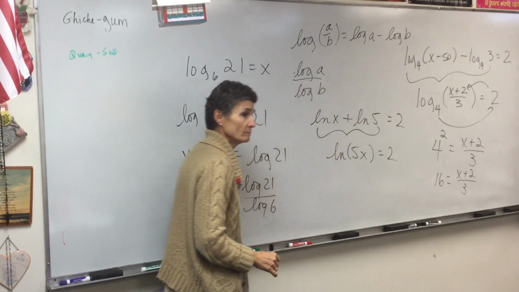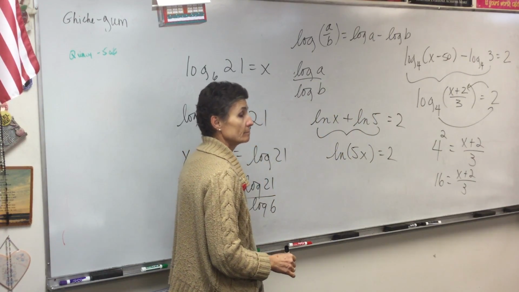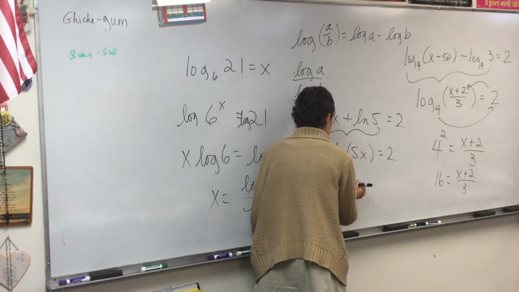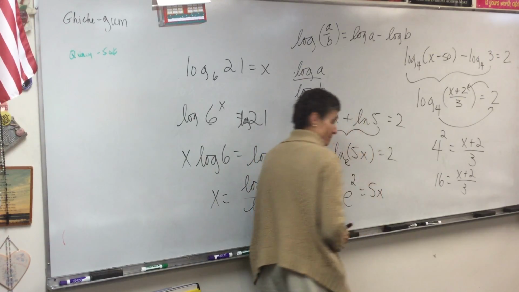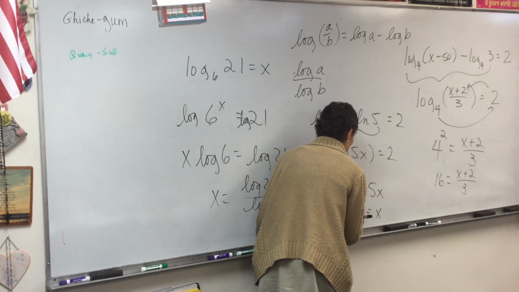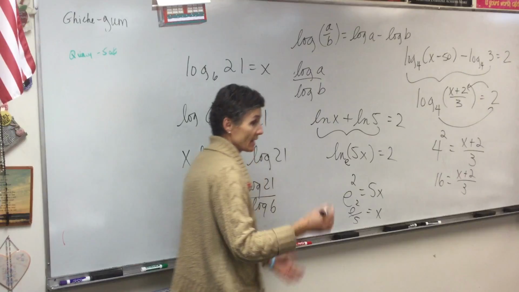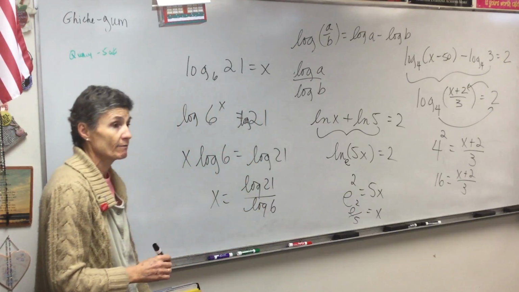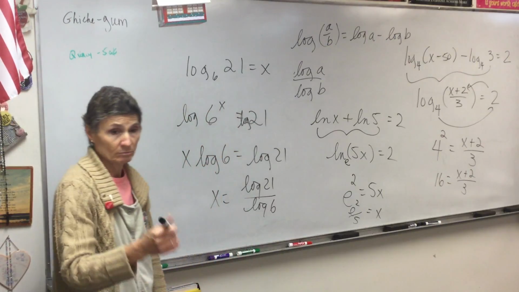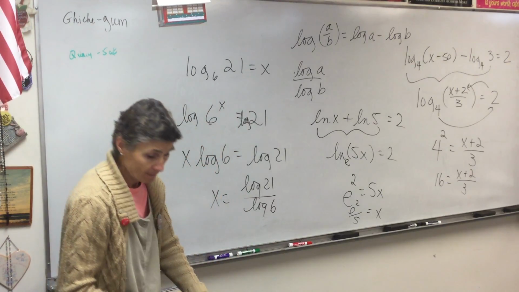So what do I do? The base is e, so it would be e squared. So it's e to the second equals 5x. And x equals e squared over 5. And if I don't have a calculator, that's how I leave that, e squared over 5. If I have a calculator, I could type that in and get a decimal. Can you do the bonus on page 5?